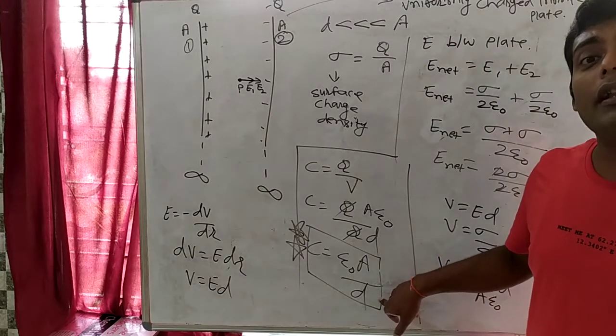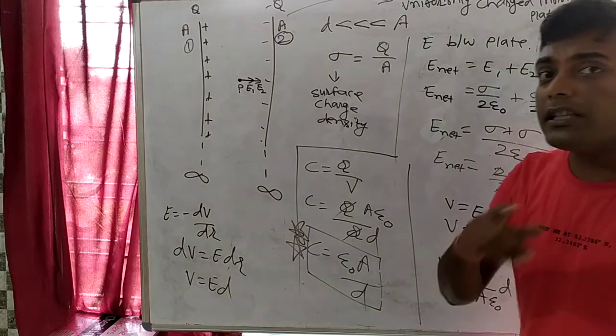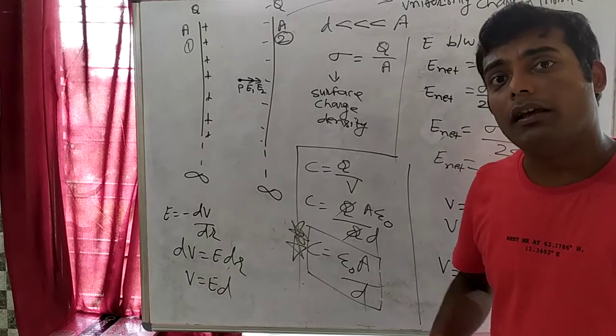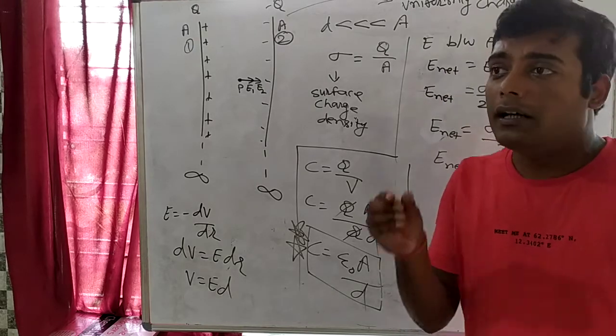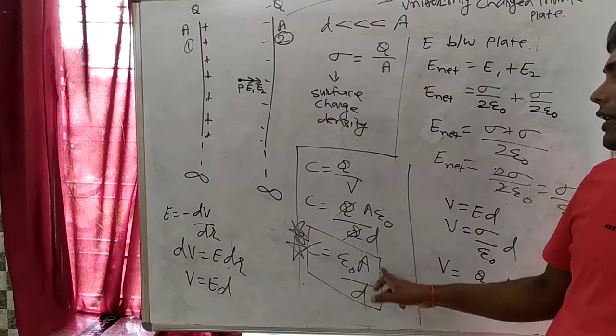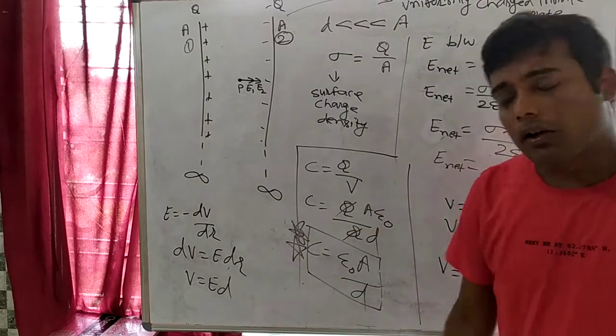What is g? Small g is the distance between the plates of the capacitor. Is this constant or variable? Once we manufacture a capacitor, the distance between the plates of the capacitor is constant. So the capacitance of a capacitor becomes constant.